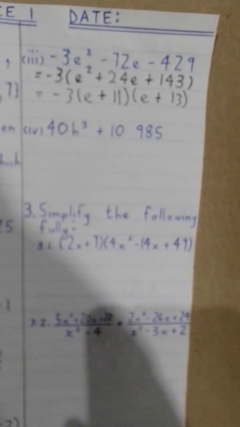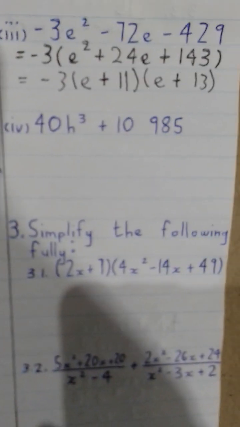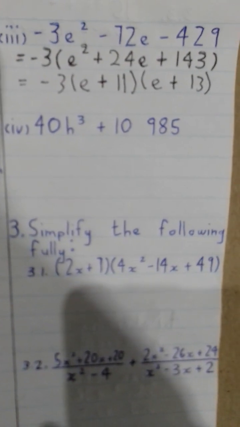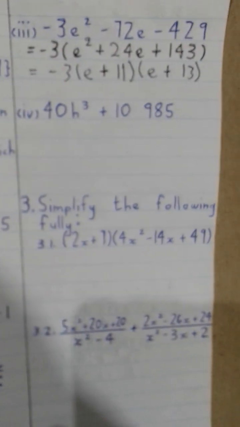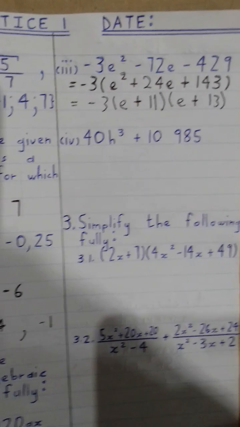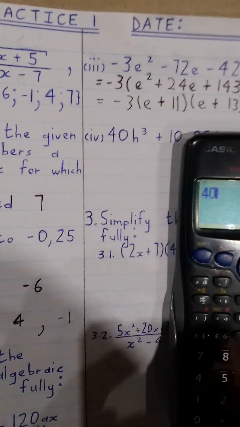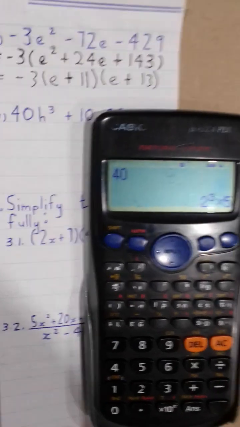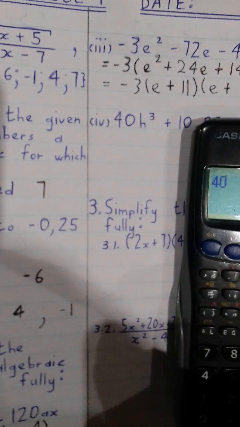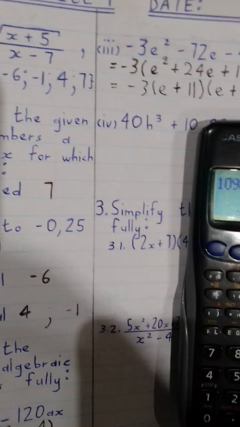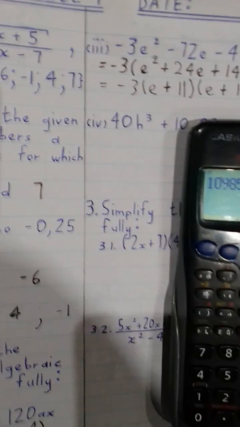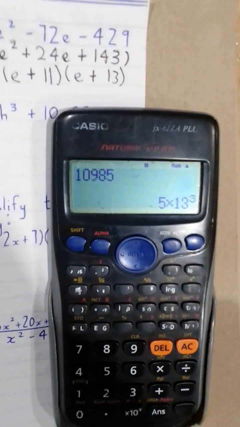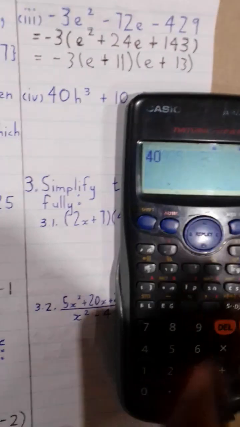Roman numeral number 4, you have 40h cubed plus 10,985. Okay, my mistake, 40. 40 is 2 cubed times 5, and then 10,985 is 5 times 13 cubed. So the common factor is 5.